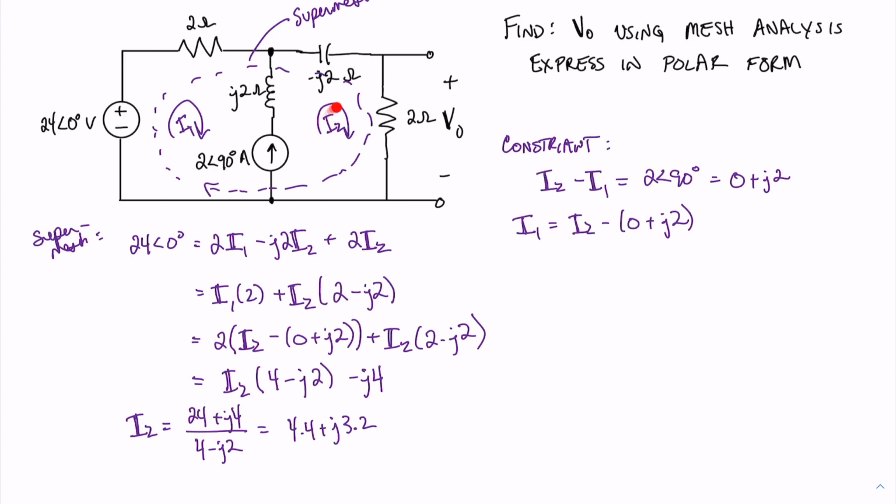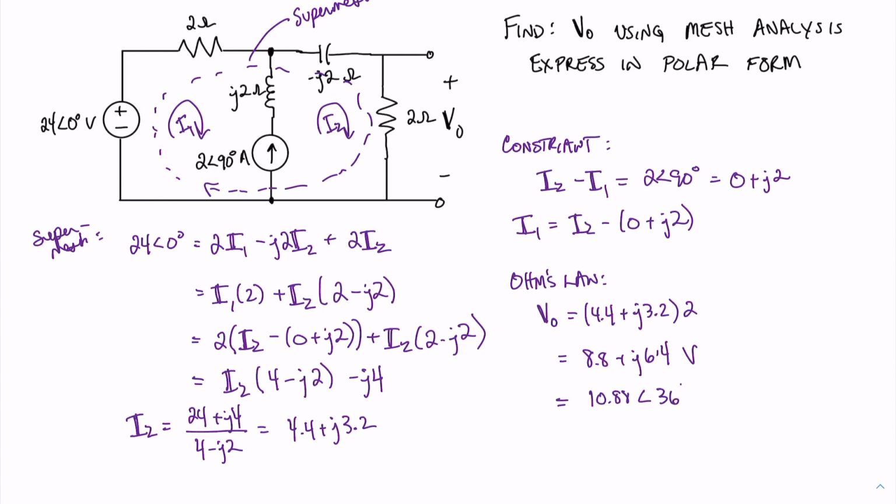Since I2 is the current that will be going across the 2 ohm resistor at the output, all I have to do is a simple application of Ohm's law in order to find the voltage across that resistor. When I write out that equation for Ohm's law, I get that V out equals (4.4 plus J3.2) times 2 ohms. Multiplying out by 2, I get that that equals 8.8 plus J6.4 volts, which in polar coordinates would be 10.88 angle 36 volts.